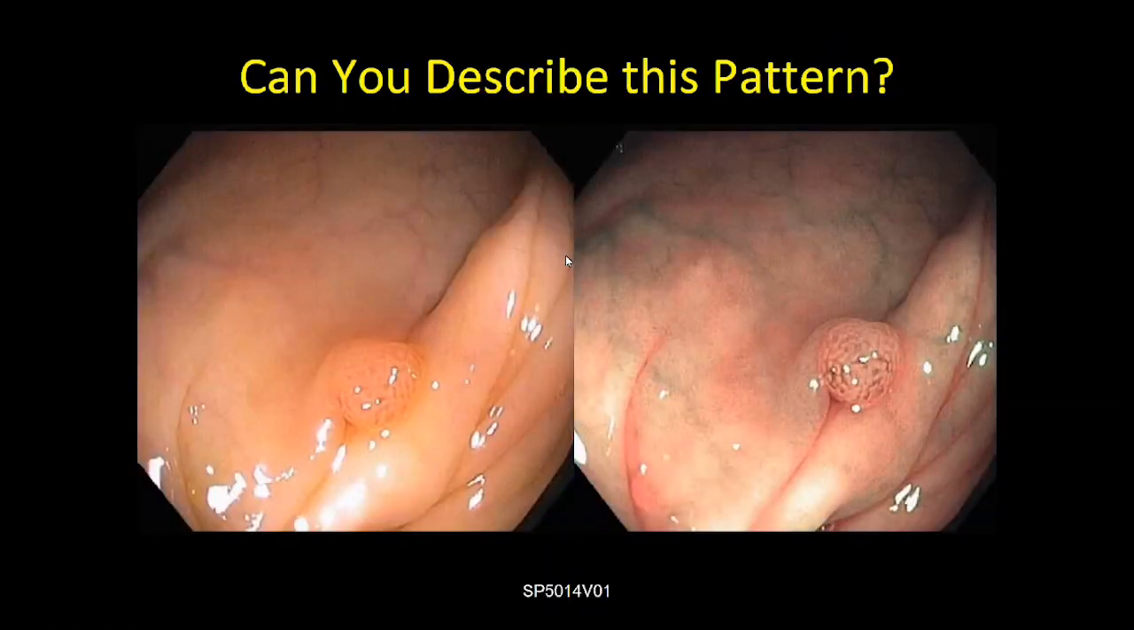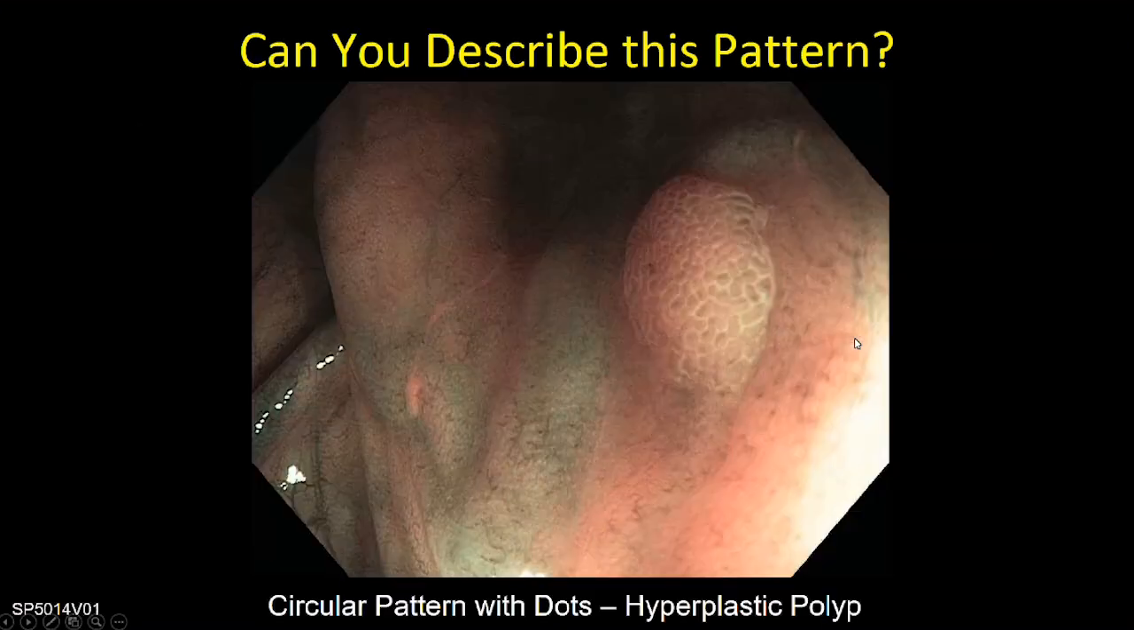So can you describe this pattern? It's the same idea, whether it's in white light, and you can see it a little nicer here in the narrow band image, but you can see the difference in color. You can see the vessels, some of these darker vessels that are there. They don't look too thick, and they also look like a little bit of a tubular gyrus pattern in one area, and this is in fact an adenoma.